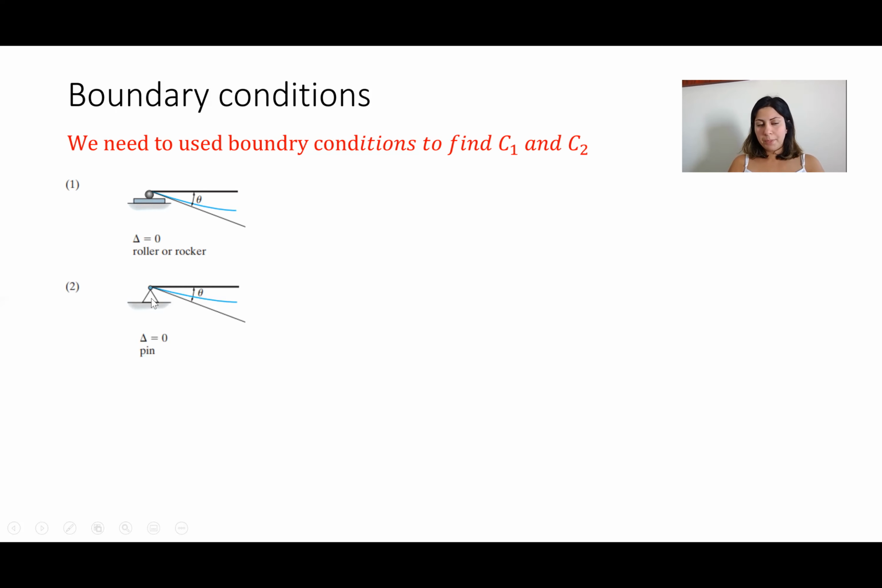If you have pin support, again, you have displacement equal to 0. For beams, we don't really care about horizontal support reactions. So as you can see, either a roller or pin provides you only one boundary condition, which is the displacement. It means the displacement in vertical direction equal to 0.